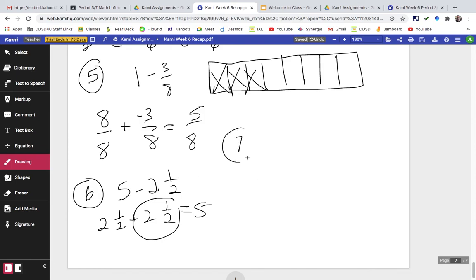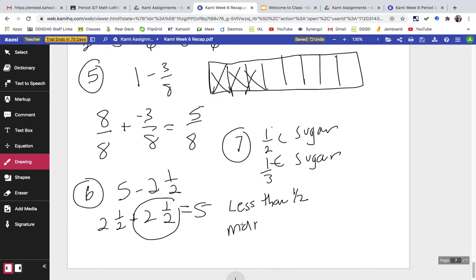And the seventh problem that we did was a word problem, and it said somebody needed a 1/2 cup of sugar, and they also needed 1/3 of a cup of sugar. How much did they need? And the choices were less than 1/2, more than 1/2, or more than 1 cup. Put C's there for cups.